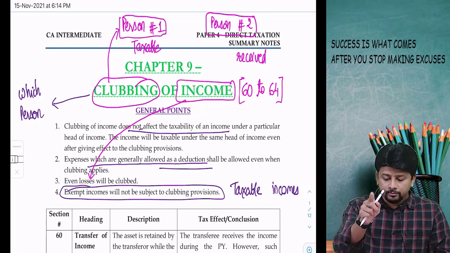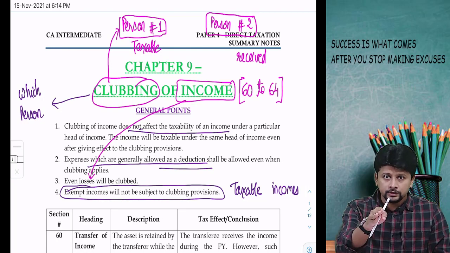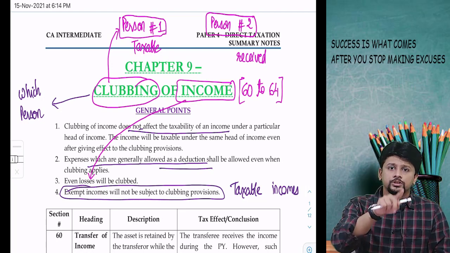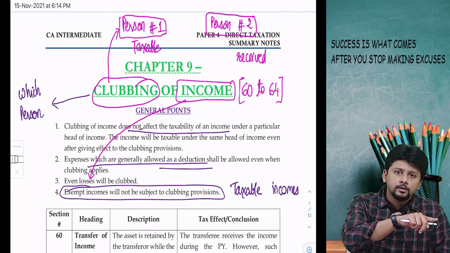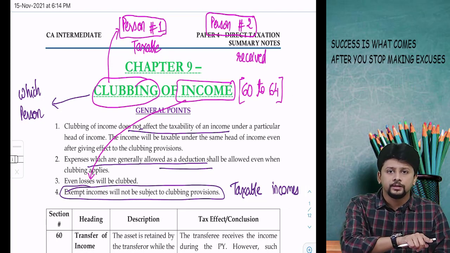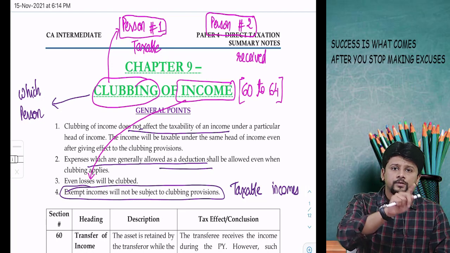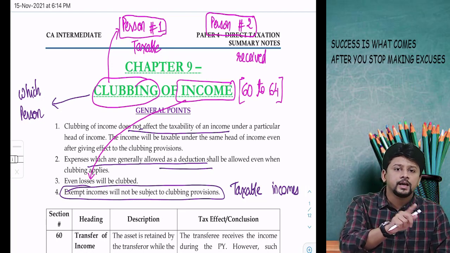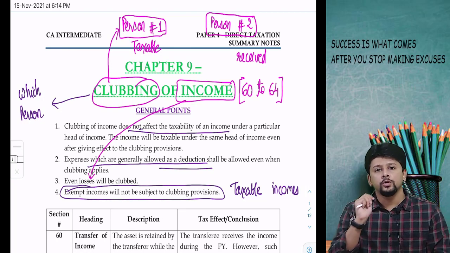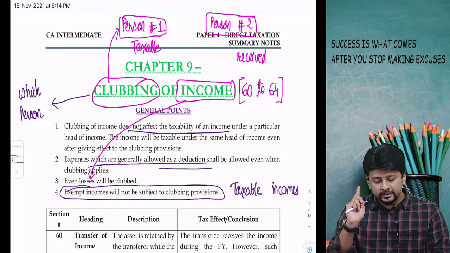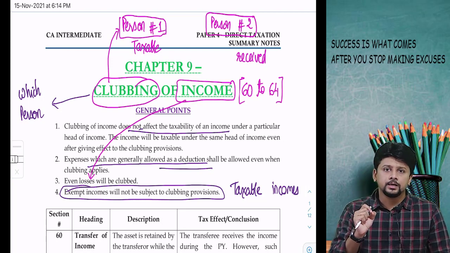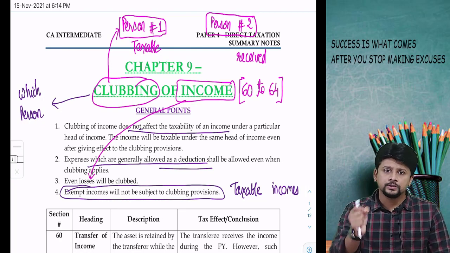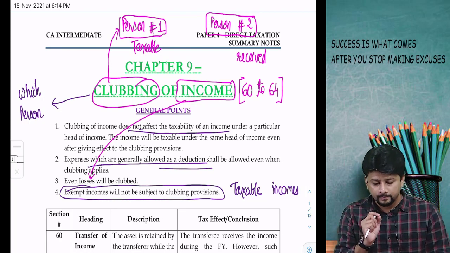So if person number 2 in my example suffers a loss and the provisions of clubbing are applicable, then it will be person number 1 for whom the loss will be considered. Person number 1 will set off the loss, person number 1 will carry forward the loss as if it was his own loss. So profits, losses, everything will be clubbed. It should be a taxable income, a taxable source, then the clubbing section will apply.